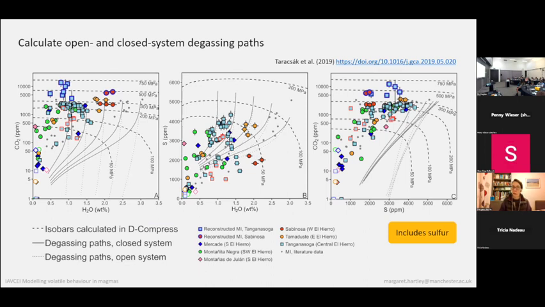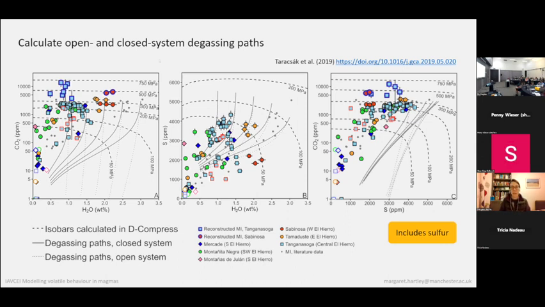Another thing that we're going to want to do is to calculate open and closed system degassing paths, tracking the composition of the melt and also potentially tracking the composition of the fluid. This is some melt inclusion data from Zoltan Tarachak, who was looking at a suite of rocks from El Hierro in the Canary Islands. And he calculated these open and closed system degassing paths using Decompress, which is a model that we haven't heard much about today, but he chose this specifically because it included sulfur.